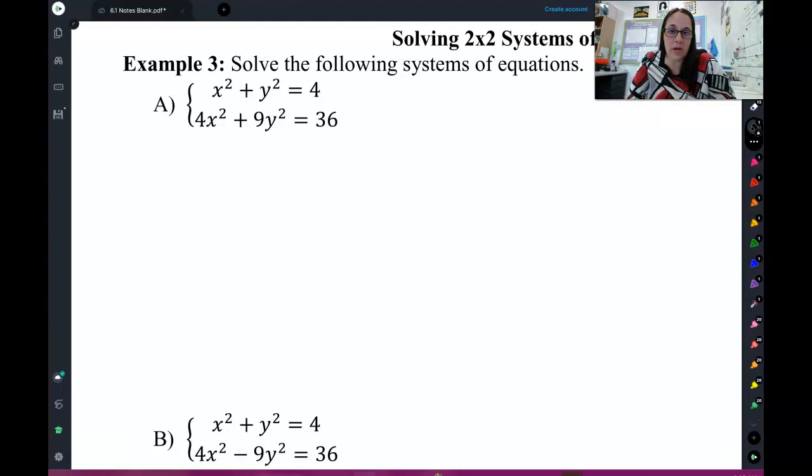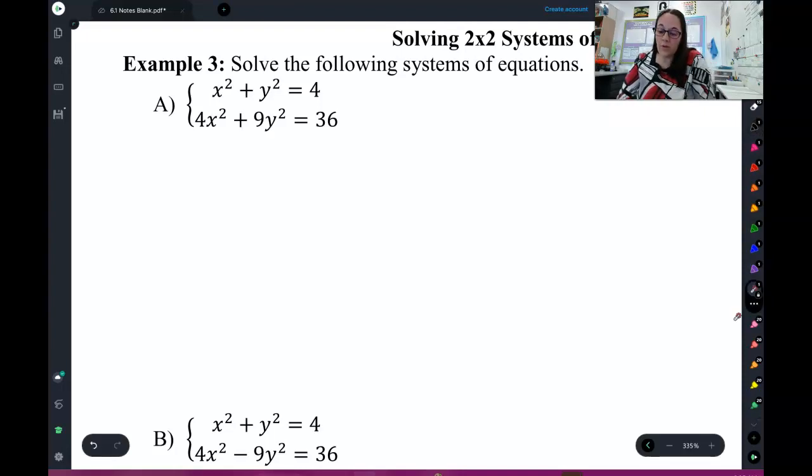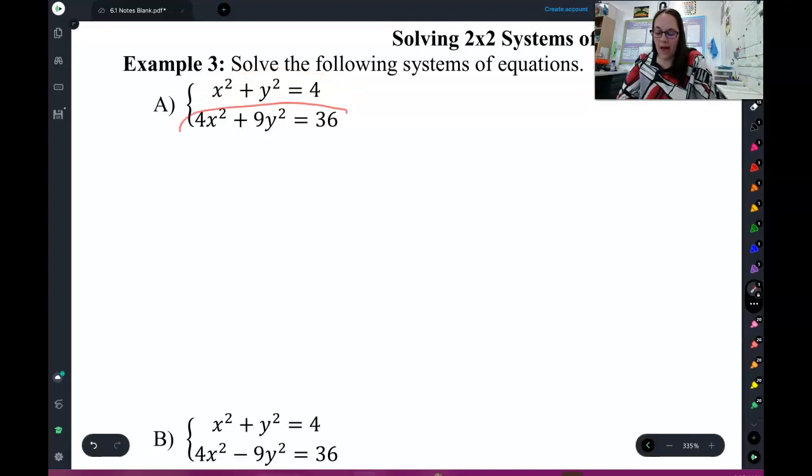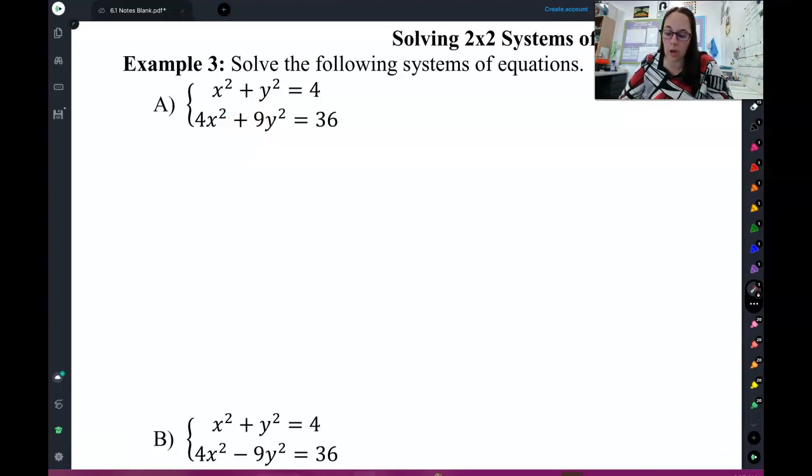Now, before we get started, I would like you to practice visualizing, and yes, I'm going to take you back to conic sections for a little bit. Hopefully you realize that that is a circle. X squared plus y squared equals 4 is a circle with radius 2. That is going to be an ellipse. We know it's an ellipse because the coefficients are different numbers. If the coefficients are the same number, that's a circle. Coefficients are different numbers and we're adding. If it was subtracting, it would be a hyperbola.